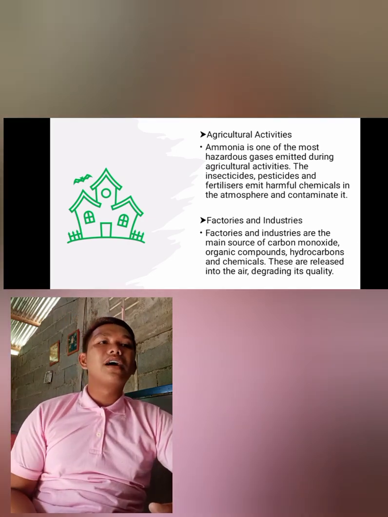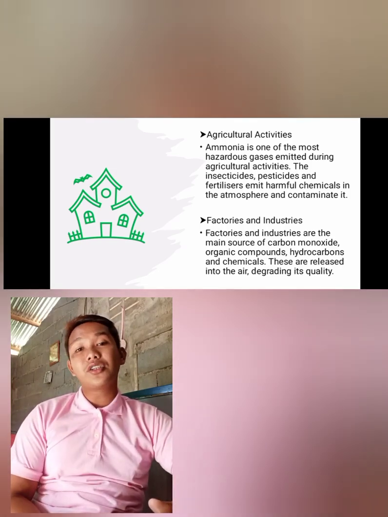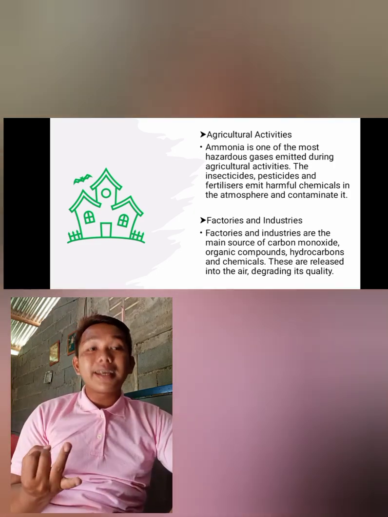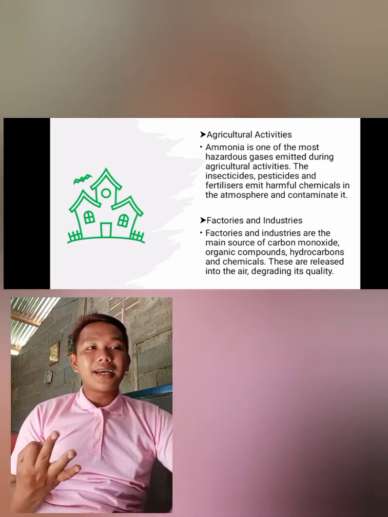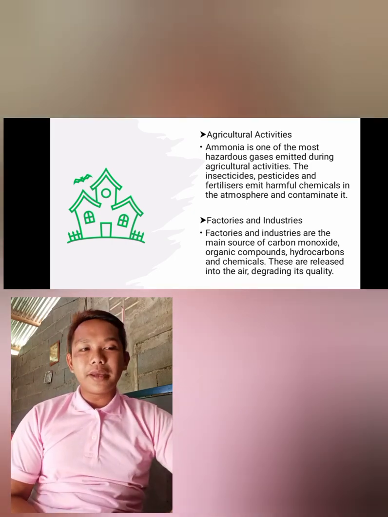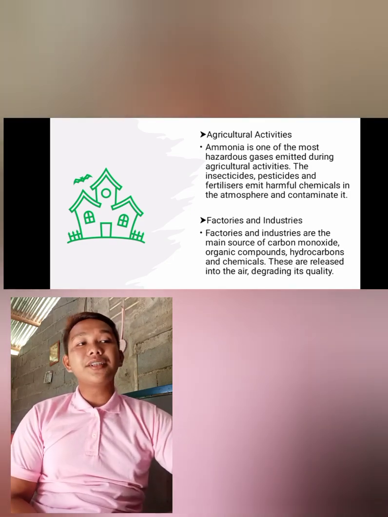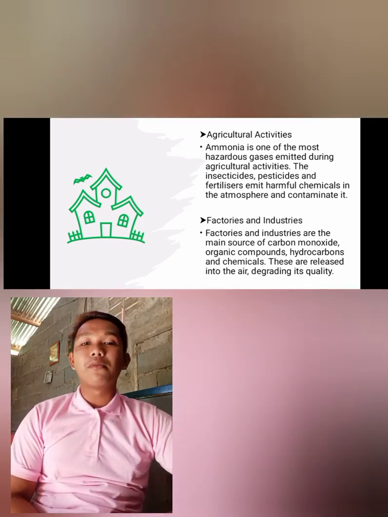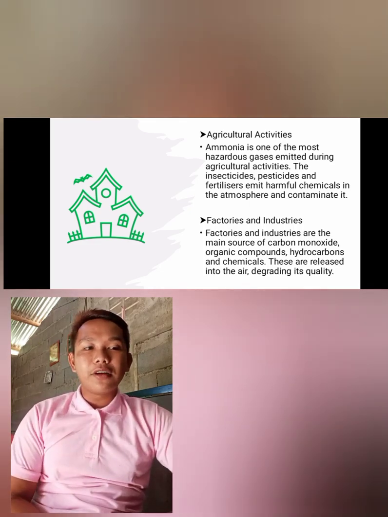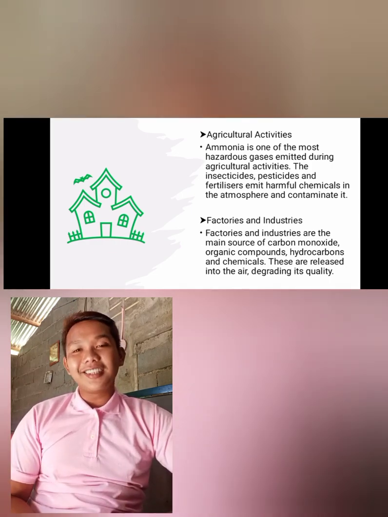Agricultural activities. Ammonia is one of the most hazardous gases emitted during agricultural activities. The insecticides, pesticides, and fertilizers emit harmful chemicals in the atmosphere and contaminate it. Factories and industries. Factories and industries are the main source of carbon monoxide, organic compounds, hydrocarbons, and chemicals. They are released into the air, degrading its quality.